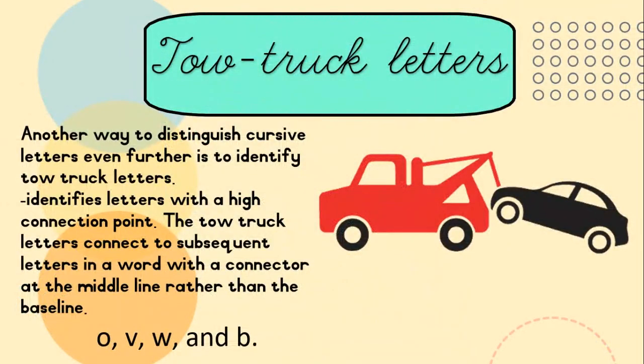Another way to distinguish cursive letters is to use tow truck letters, and these letters connect in the middle line rather than on the baseline, and these letters are O, V, W, and B.